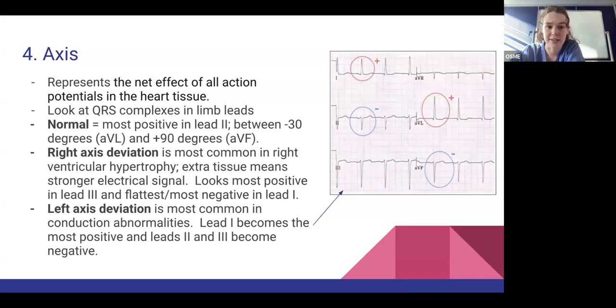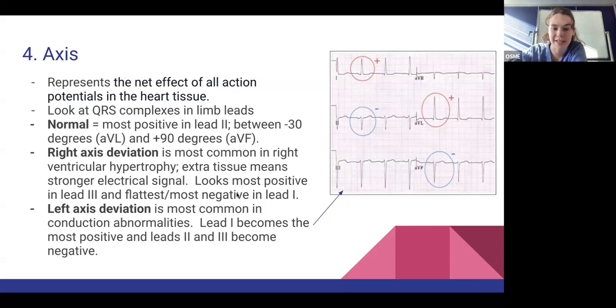Should be between -30 degrees and +90 degrees, but that's not something you can really see on an ECG. Right axis deviation is most common in right ventricular hypertrophy. So you've got more right ventricle, basically, so more electrical signal to go through it. It looks the most positive in lead 3 and the flattest or most negative in lead 1.